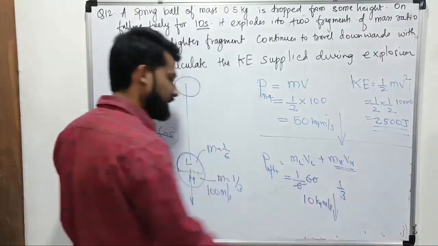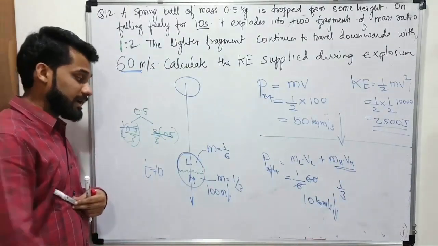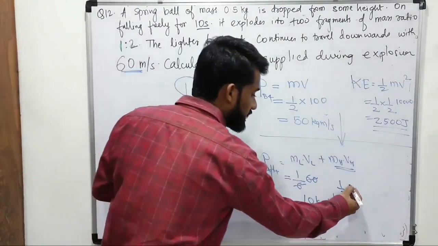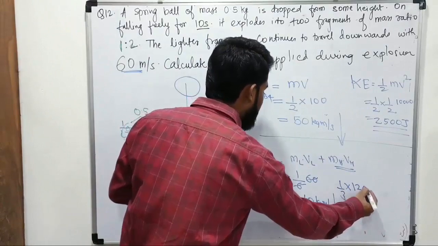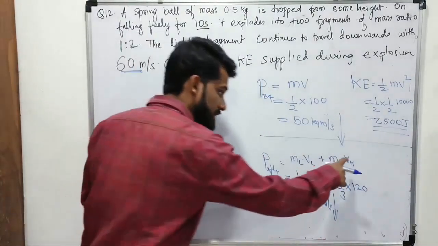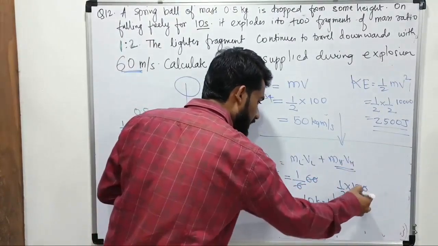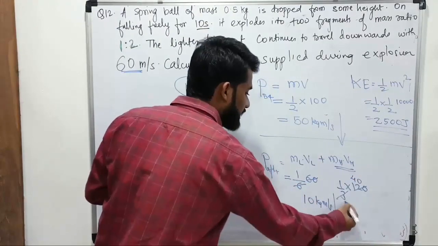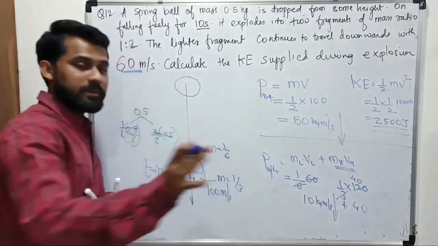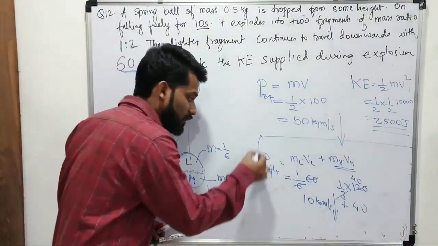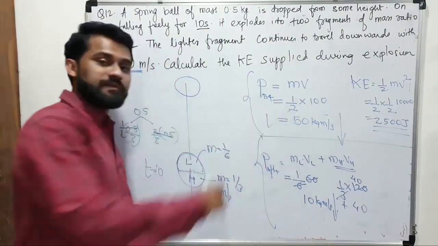So if this should be 40, what is the mass here? It is 1 by 3. The mass of the heavier particle is 1 by 3. So what should be its velocity? Its velocity should be 120. If its velocity is 120, then the multiplication will be 40, and 40 plus 10 will give you 50, and the momentum will get conserved. So before collision the momentum was 50.